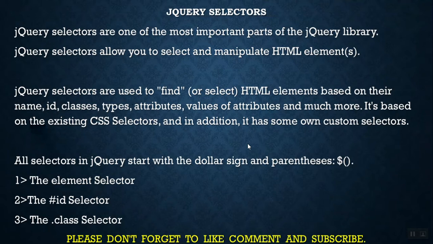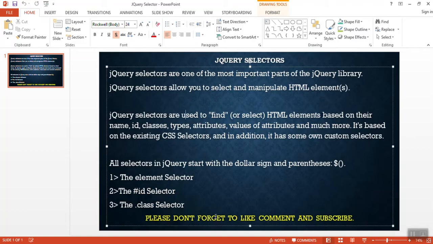So there are three types of selectors here. The first one is the element selector, the second one is the ID selector, and the third one is the class selector. The jQuery element selector selects elements based on the element name, like a paragraph, which is p, div, and much more. Let's see with an example.